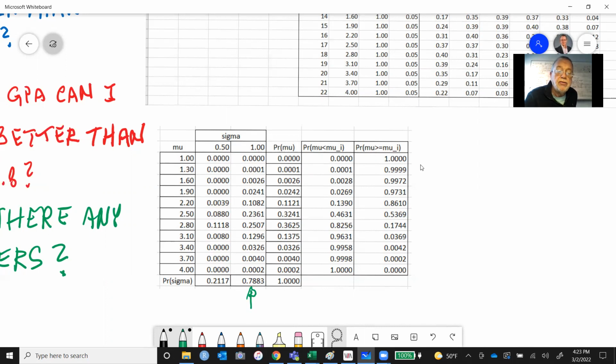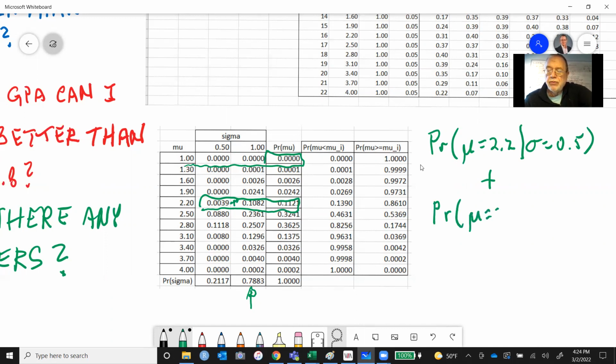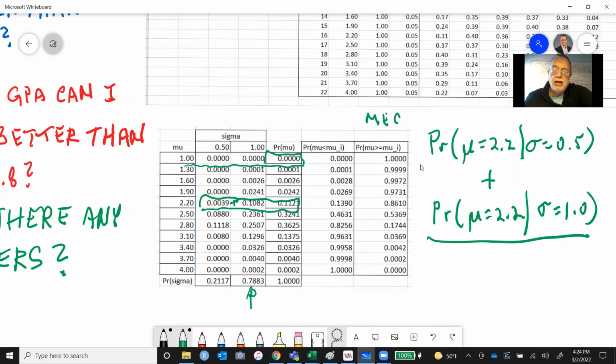And for each one of these calculations, I will take one that's a little bit more meaningful. This one is done by adding the probability of seeing a mu of 1.2 in this case, given that sigma is 0.5, and we add to that the mutually exclusive probability of mu equals 1.2 given a sigma equals 1.0. That's because they are mutually exclusive, completely exhaustive in this row.